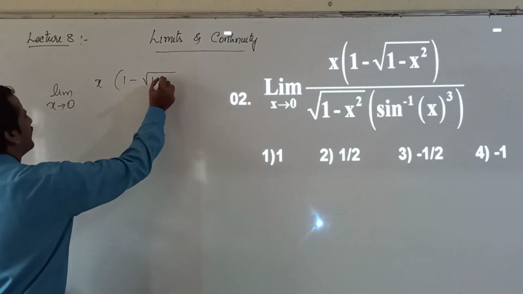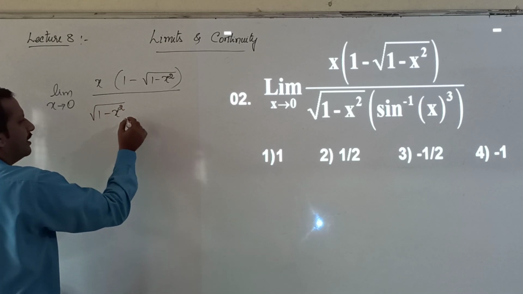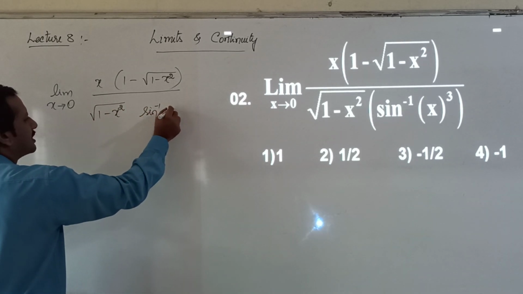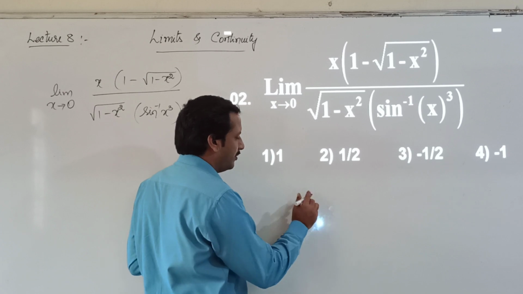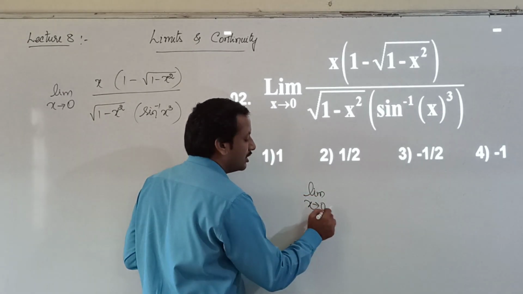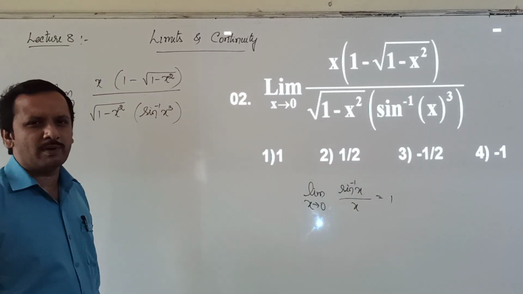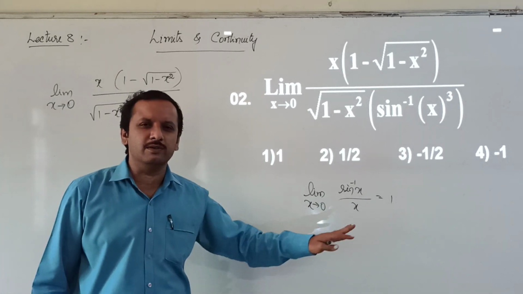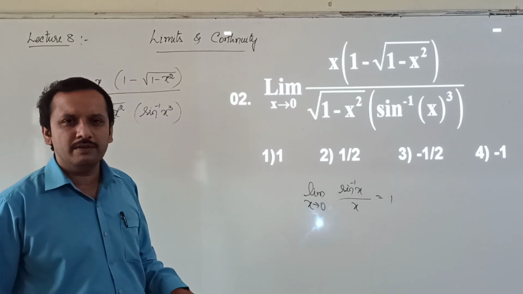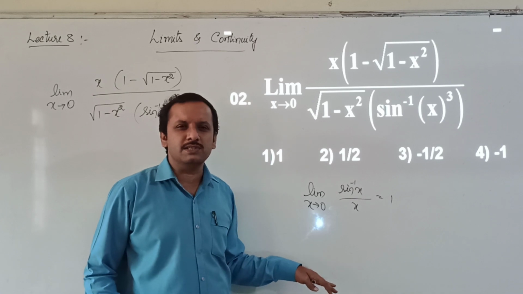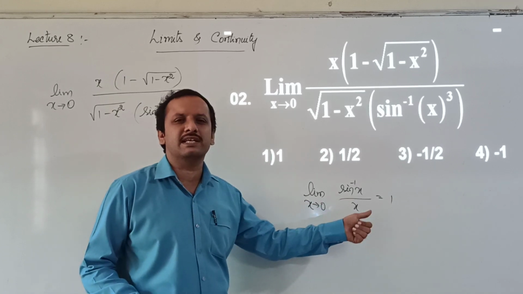1 minus root of 1 minus x square, divided by root of 1 minus x square into sin inverse x cube. You know several formulas. Among them, one of them is limit x tends to 0 of sin inverse x by x is equal to 1. Do you know this formula? Limit x tends to 0 of sin x by x is equal to 1, that everybody knows. But you know this formula also, limit x tends to 0 of sin inverse x by x is equal to 1. I think I have mentioned this earlier during the synopsis. Anyway, I'll just recall this. Similarly, limit x tends to 0 of tan inverse x by x is also equal to 1.